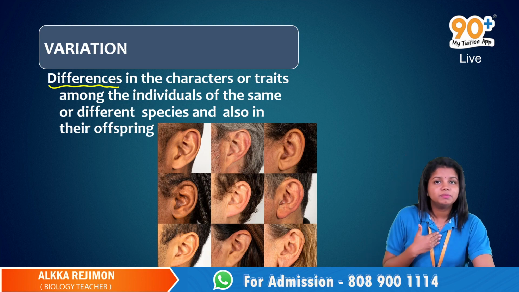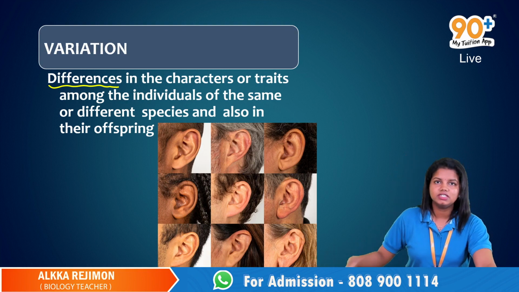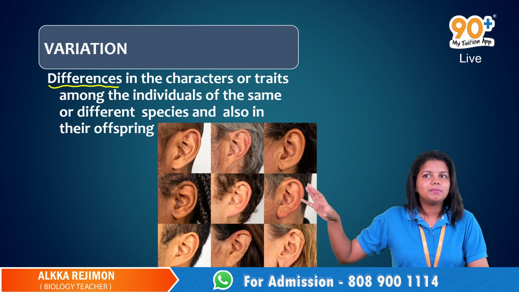So whatever makes me different from another individual of my species, that is my variation. So variations are basically differences.